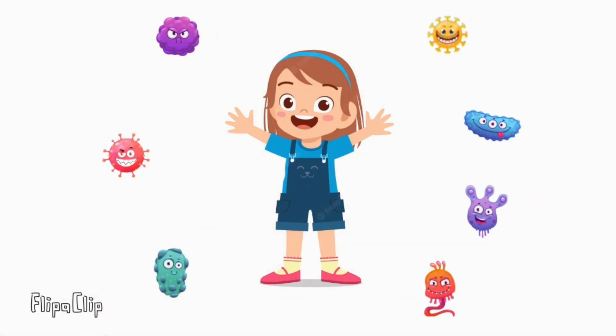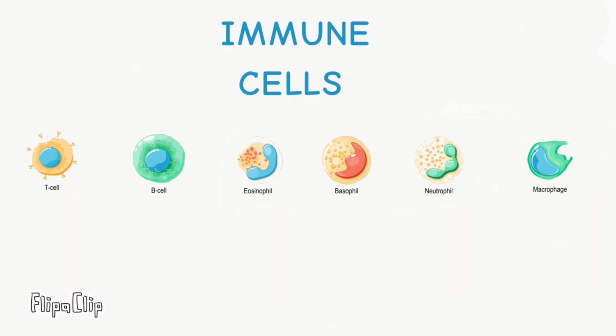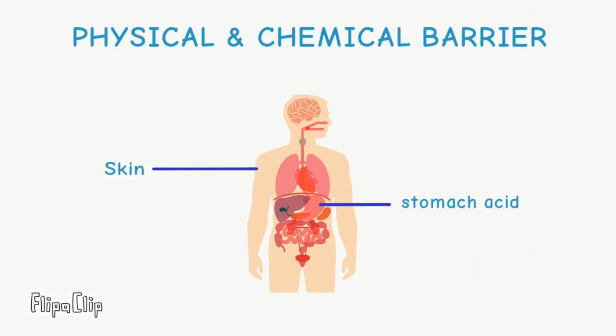Our body can be exposed to different types of pathogens such as viruses, bacteria, fungi, and parasites, which can cause illnesses and diseases. To defend against these pathogens, our immune system provides protection. White blood cells, B cells, and T cells are crucial components of the immune system that recognize and neutralize foreign invaders. Physical and chemical barriers such as the skin and stomach acid also prevent pathogens from entering.